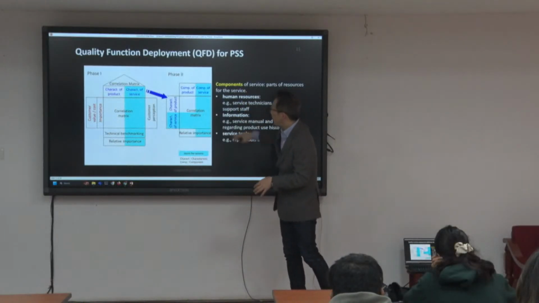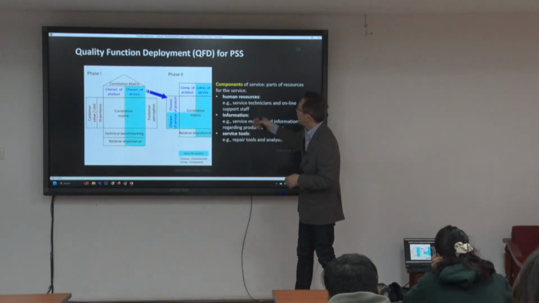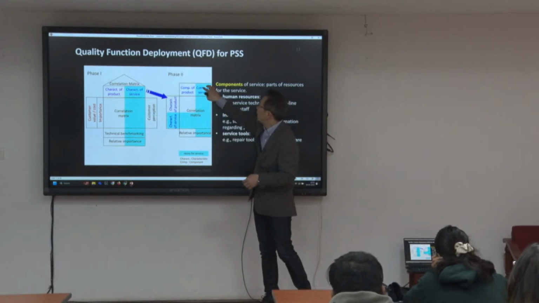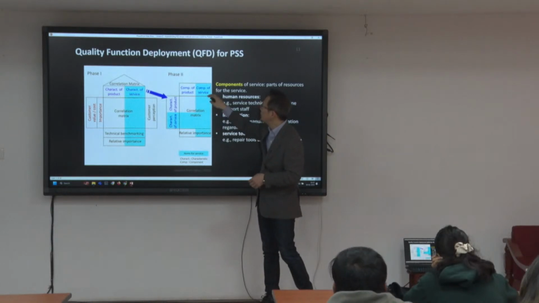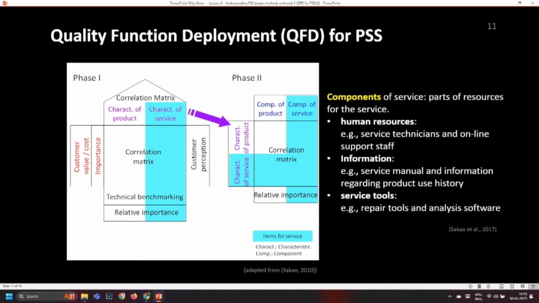Of course, these are abstract categories, and if you conduct phase 2 of QFD for PSS, then you need to concretely describe the components for the service at hand. Any question? Oh, yes.